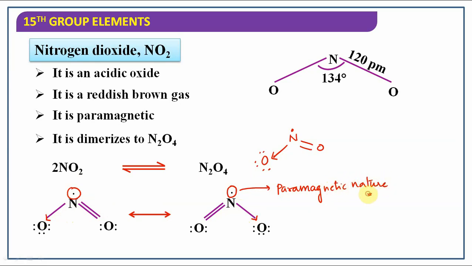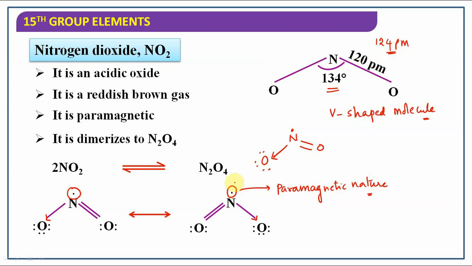Is it clear? If you elaborate the structure, it is a V-shaped molecule in which the ONO bond angle is 134 degrees and the NO bond length is around 120 picometer. In a few books they give 124 also, that is also correct. That's why we are taking around 120 picometer. Hope it is clear.